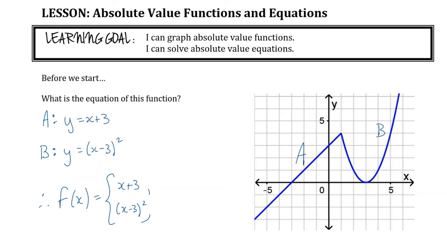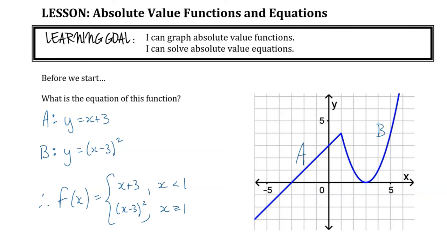So it's x plus 3 when x is less than 1. And it's x minus 3 all squared when x is greater than or equal to 1. The fact that I included the 1 in the second part is irrelevant. I could have included it in the other one or both, I suppose. Okay, but I have to include it in one of them. Otherwise, the function wouldn't exist at 1, but it does.